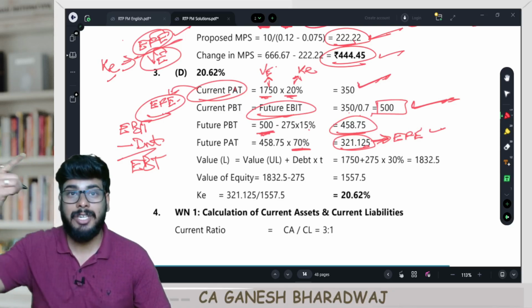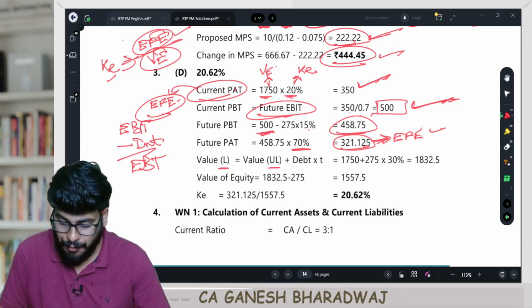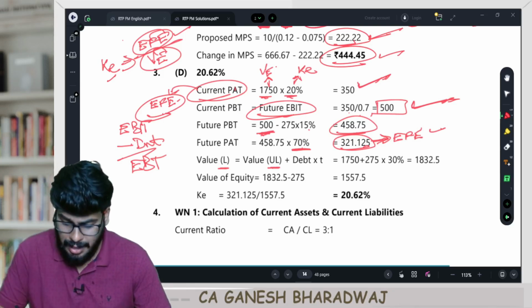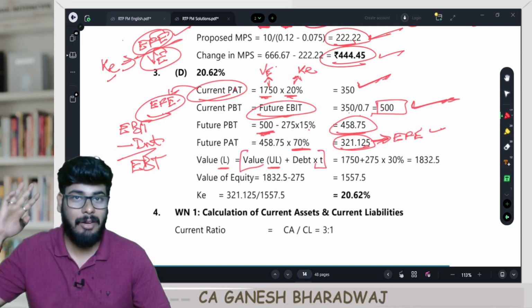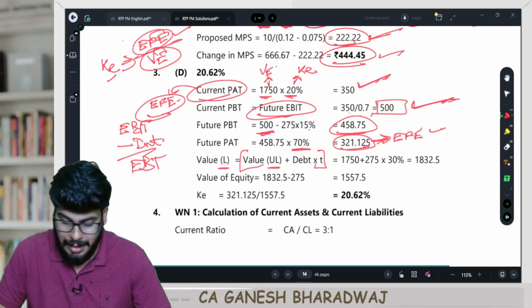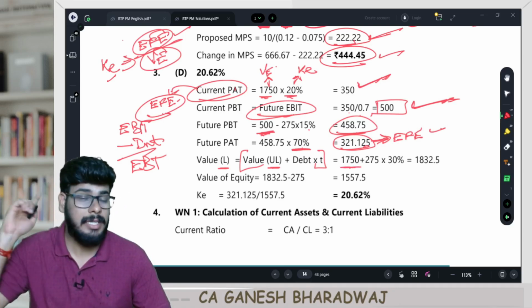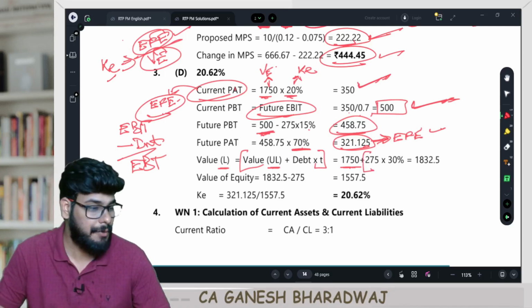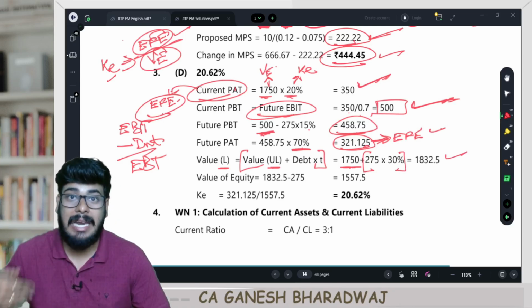Now how can we calculate that? This is where we need to use that formula that we have seen. The value of levered firm is equal to value of unlevered firm plus debt into tax rate, right? The derivation of this formula also we've seen, this is nothing but your time value of money formula, which I derived and showed in the class, right? So basically currently the firm has a value of how much? 1750, right? This is going to be the value of unlevered entity plus the value of debt 275 lakhs into tax rate.